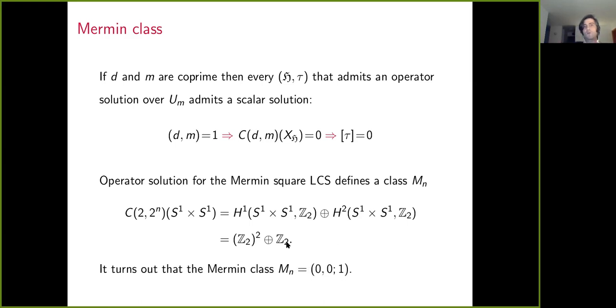Now you can ask, what does the Mermin square operator solution correspond to in this group? What is the element that it corresponds to? So let's call the Mermin class Mn. That's the element in here. If you compute that, which requires a computation, it turns out to correspond to the element (0, 0, 1). So essentially, the 1 here tells us that this is in the second cohomology. This tells me that there's no scalar solution, essentially. The other parts being 0 is also interesting, because that means you can replace the torus with a 2-sphere, and you will still realize the Mermin class there.